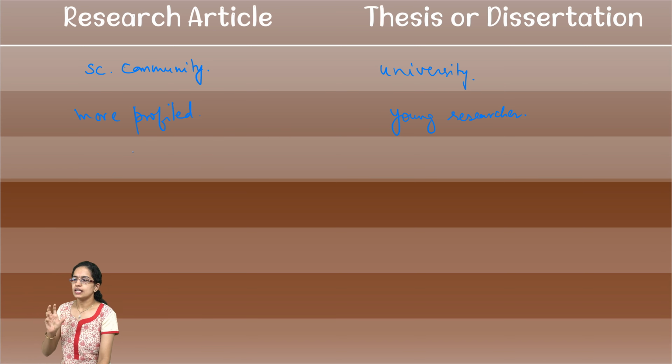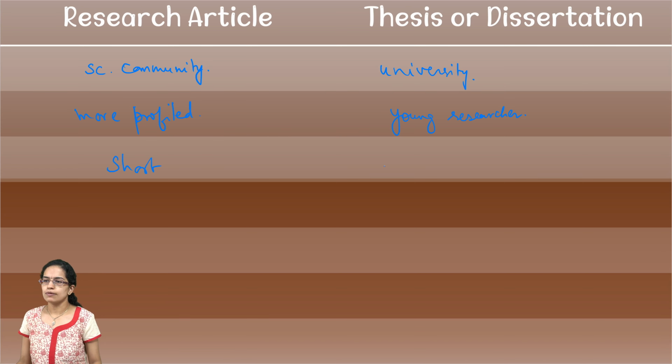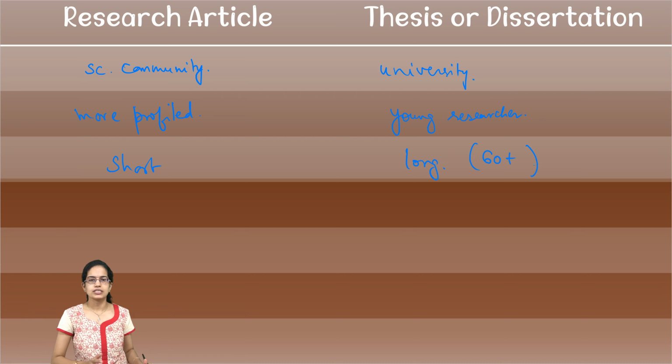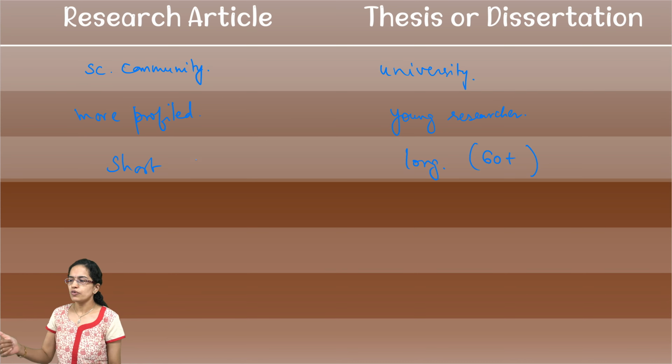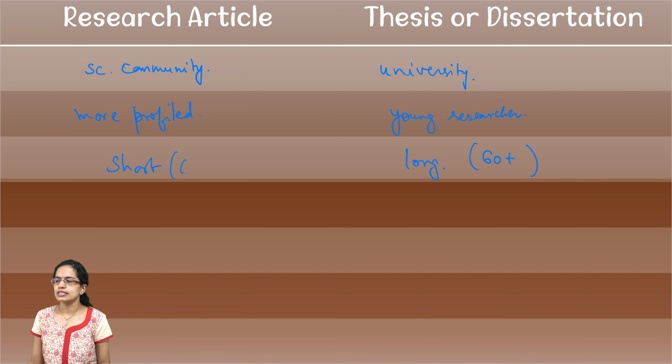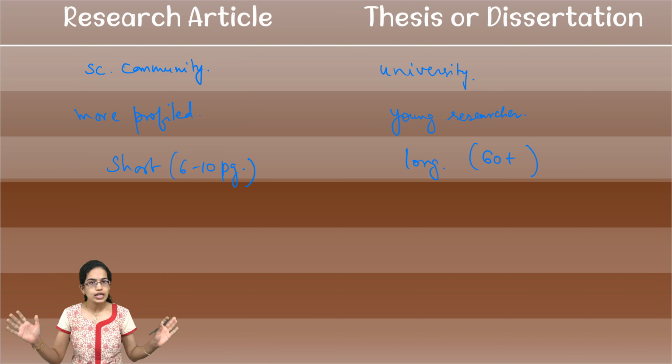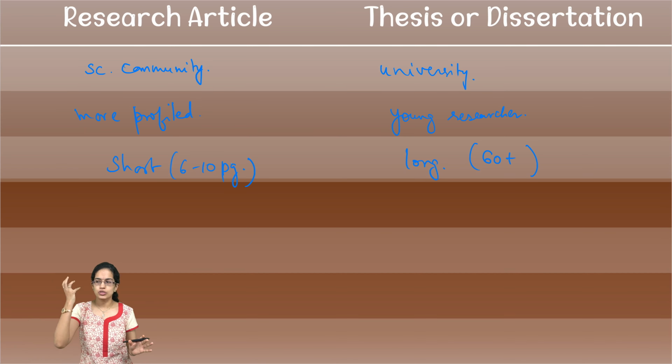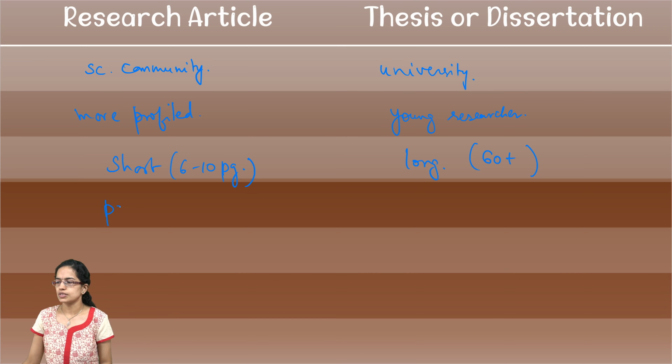A research article is usually shorter as compared to a thesis, which is usually longer. Around 60 pages plus, even 200 pages, is what a thesis is. However, when you talk about an article, it is around 6 to 10 pages, which gives you a quick outline about a concept. So it covers a part of the subject. So under a research article, you have part of the subject that is covered. Here you have the complete subject that is covered in a thesis.